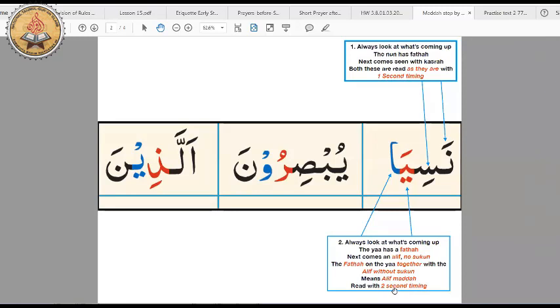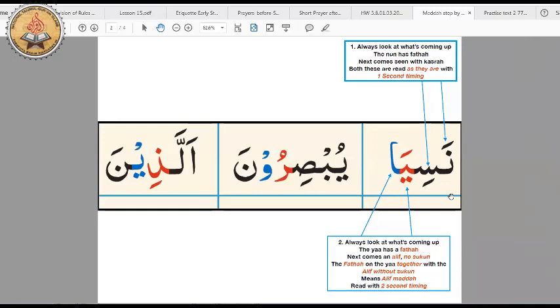How long will it be read for? 2 seconds. Excellent. Read with 2 second timing. Okay, so we have a ya with a fatha, blank alif afterwards. How will you say that for me? Ya. Good, excellent. 2 seconds. Ya. Now, can you recite that whole word together for me, please?